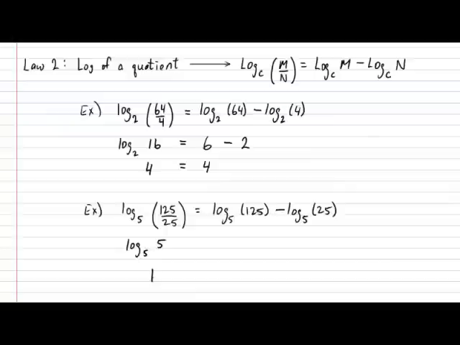Now, let's find a numerical value of the right-hand side. Log base 5 of 125 is equal to 3, because 5 exponent 3 gives back the 125, subtracted by log base 5 of 25 is equal to 2, because 5 exponent 2 gives back the 25. And as you can see, the right-hand side is equal to 1, which is identical to the left-hand side. Next, let's take a look at the third law of logs.